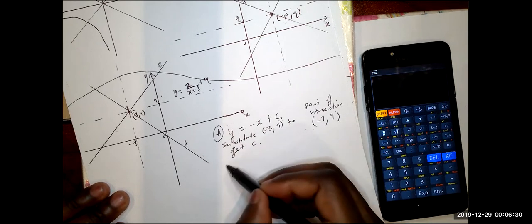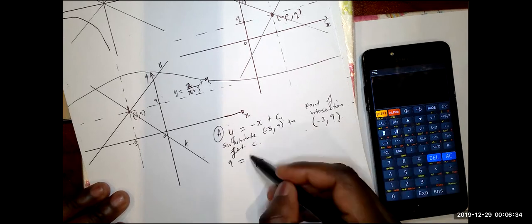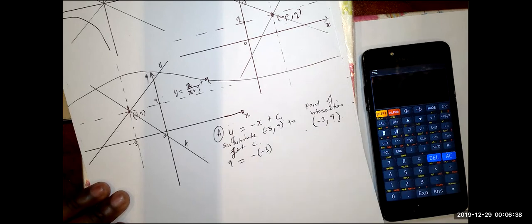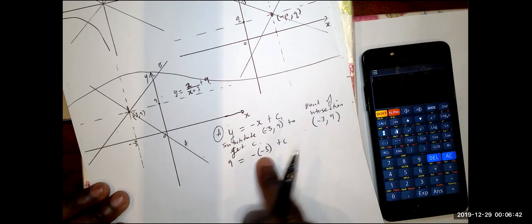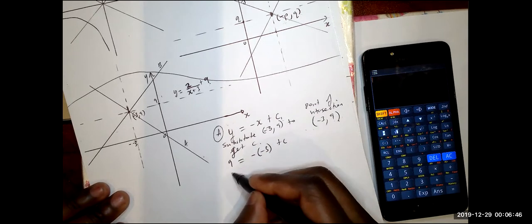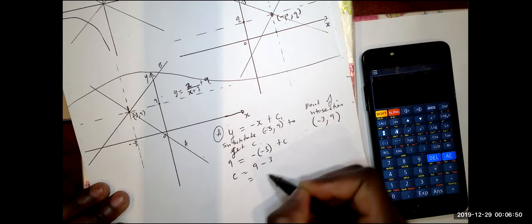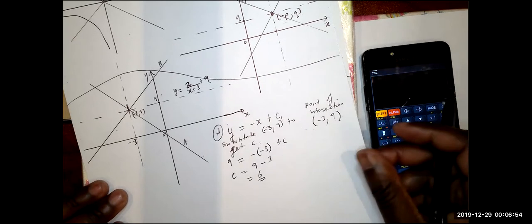Now we're going to say 9 is equal to negative of -3, plus c. Then minus times minus is going to give us positive. If we take that side, it's going to be negative. So c equals 9 minus 3, which is equal to 6. That's what we have there. So our c is equal to 6.